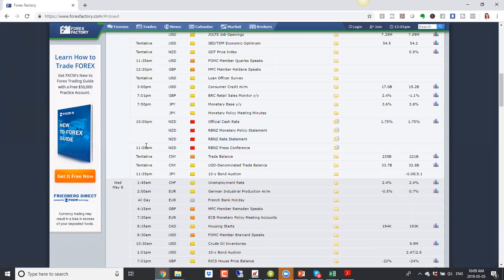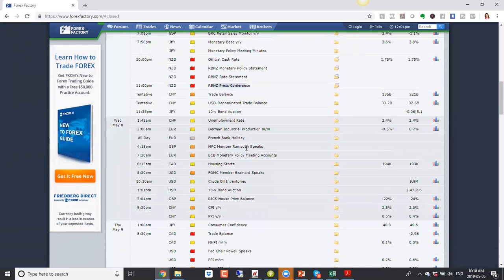So press conference is an hour after the actual official interest rate release. And usually we see, first, a response from the interest rate statement, and then there's a second response from the press conference. So just keep that in mind.